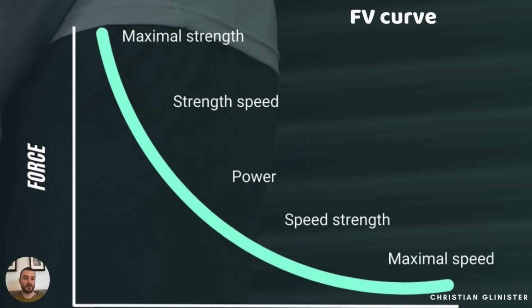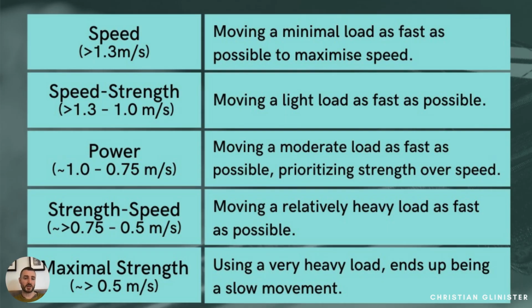Then we start looking at the force velocity curve, something we're all familiar with. So we're looking at maximal speed for maximum velocity, maximal strength for maximum force. What does that look like? Well, if we're looking at maximal speed, we should be moving it around 1.3 meters per second or higher. Maximum power around 1 to 0.7 meters per second. Maximal strength is usually below 0.5 meters per second.